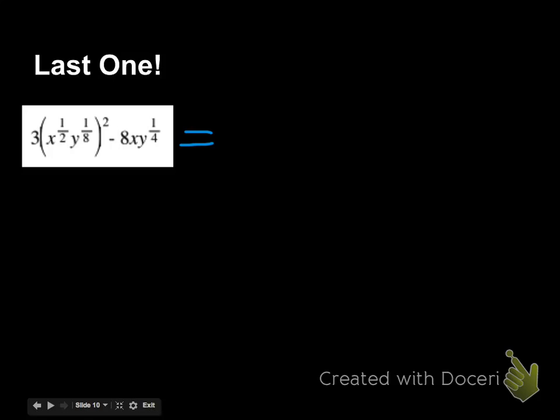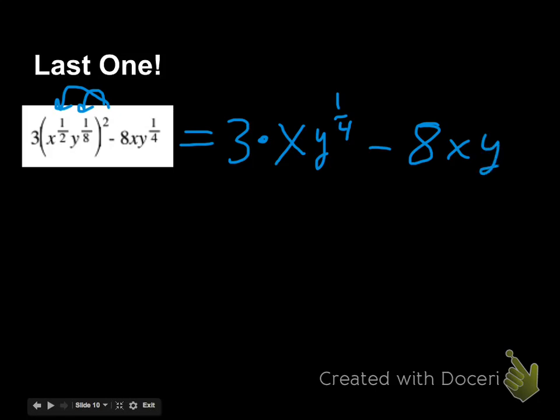Not distribute the 3, right? Because it's in that parentheses of the squared term. But can I get rid of the squared? Yeah, let's do 3 times, what is x to the 1/2 squared? X. Just x. And then what is y to the 1/8 squared? Y to the 1/4. Yeah, exactly, 1/4. So it's y to the 1/4. We left the second thing alone. So we left it as 8xy to the 1/4.